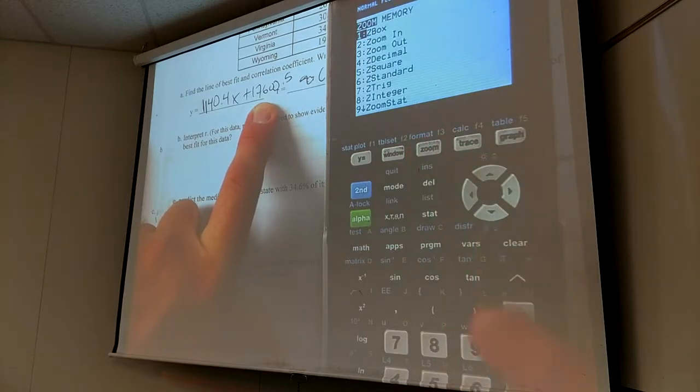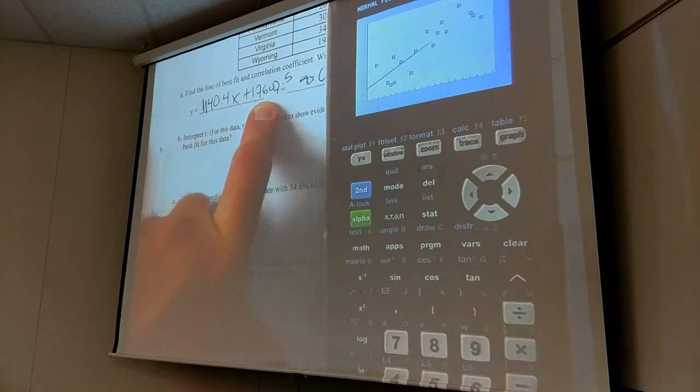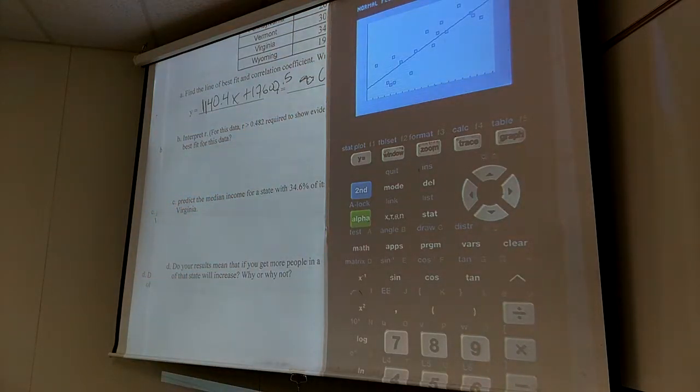So I haven't done Zoom 9 yet, I guess. There we go, Jeff. So if you hit graph and nothing happens, do Zoom 9. I just forgot to tell my calculator to find the data. So that looks pretty good.